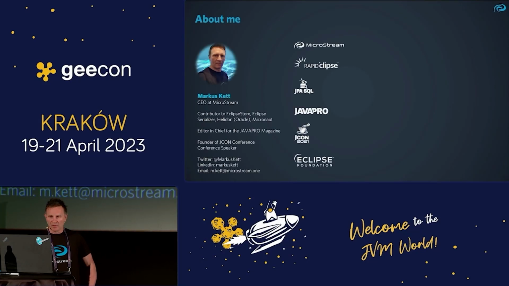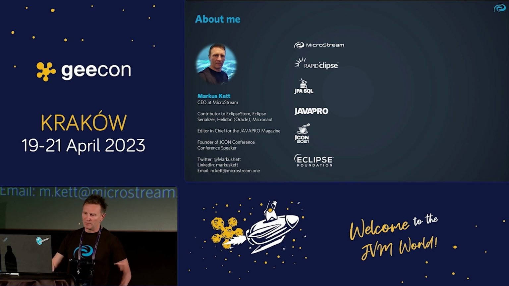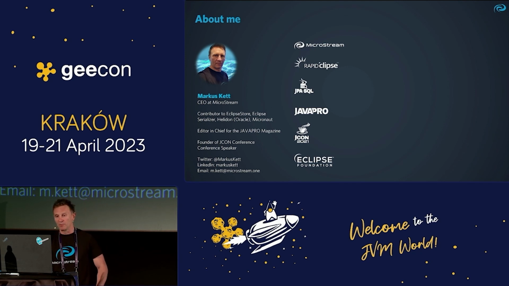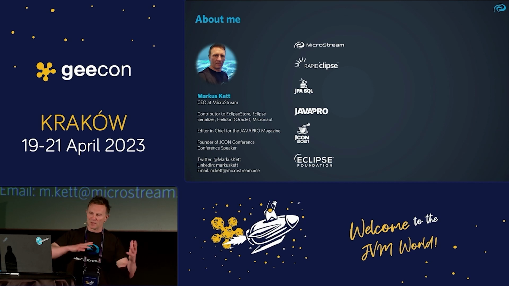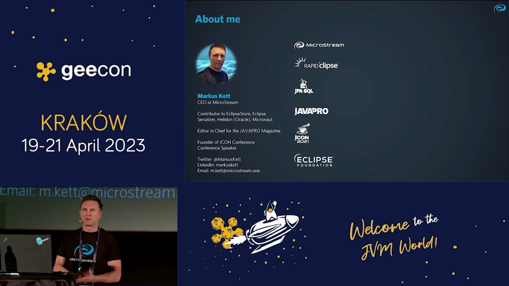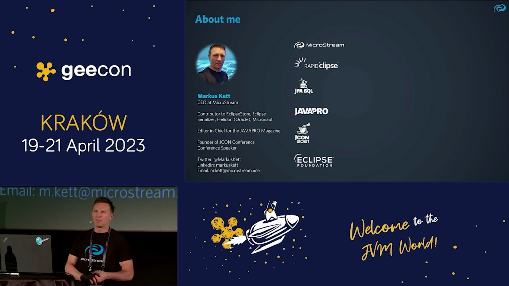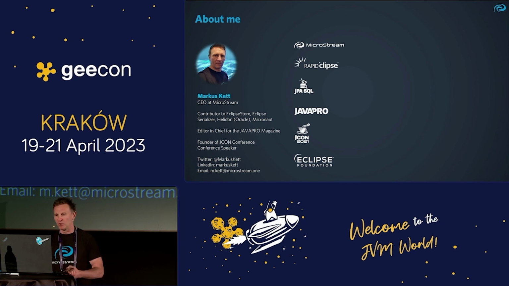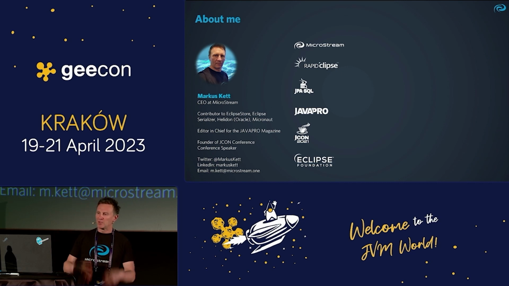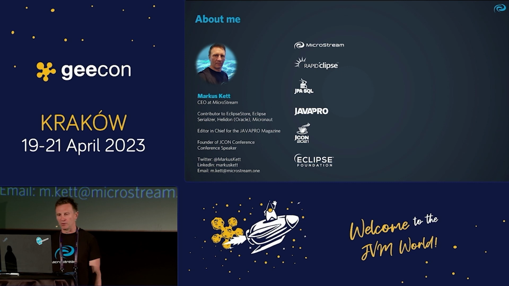First of all, something about myself. My name is Markus. I'm CEO and co-founder of MicroStream. As a team, we are a contributor to various open source projects. We started with RapidClipse, which is a visual Java development environment, a little bit similar to Visual Basic, but for Java. This was our initial project. We built this based on Eclipse, so it's open source and free to use. The entire framework is open source from the beginning.